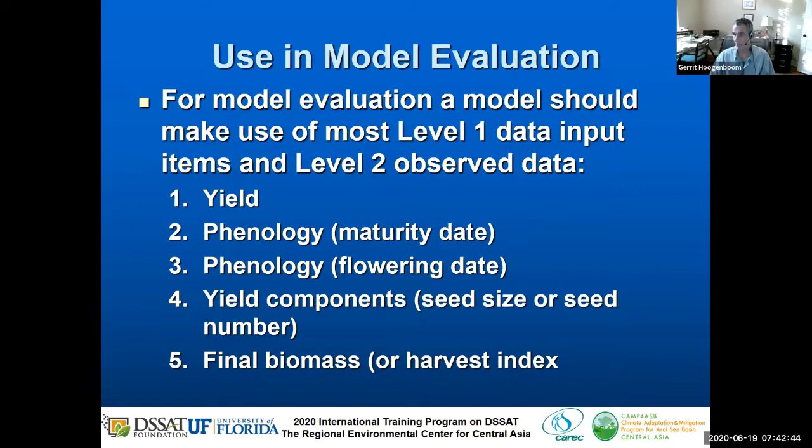So the minimum of the minimum would be at least have access to yield.